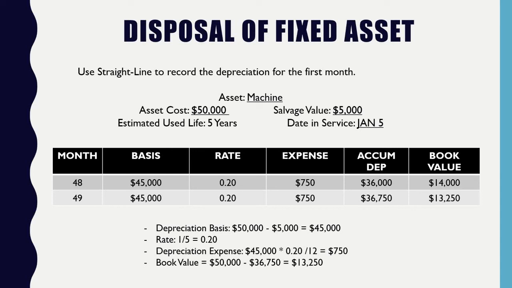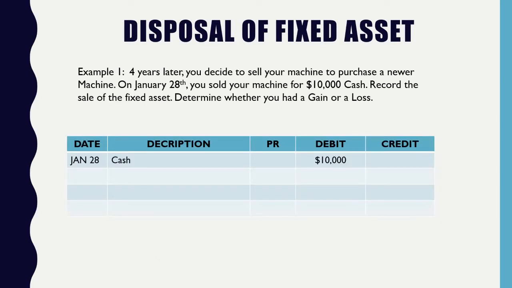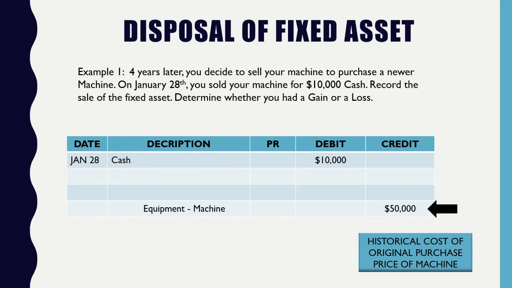That's my book value. So how do I go ahead and determine this? Well, at least I know this much. I received $10,000 cash. Boom. My fixed asset was worth $50,000. Boom. I know that much information.